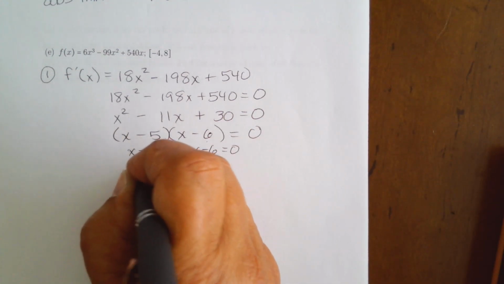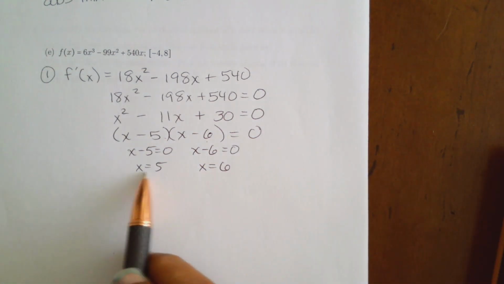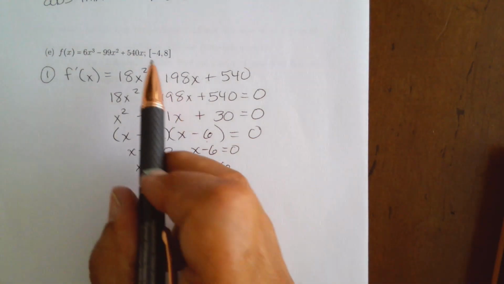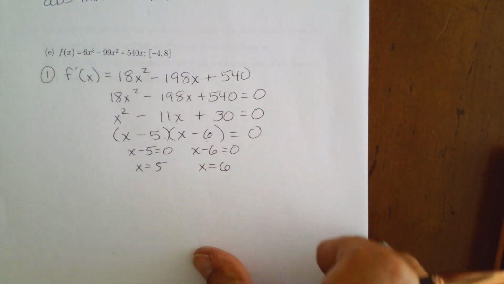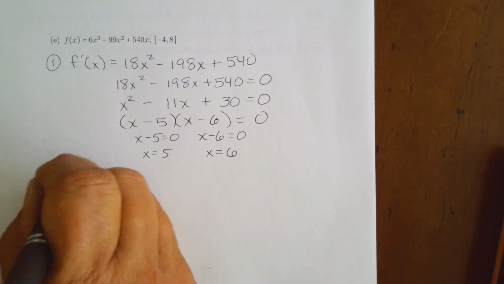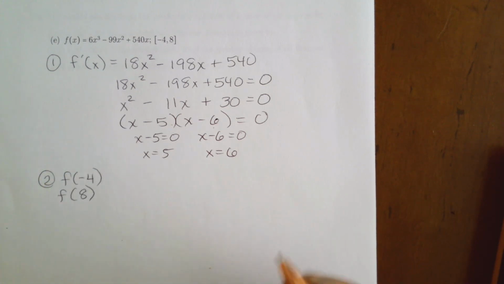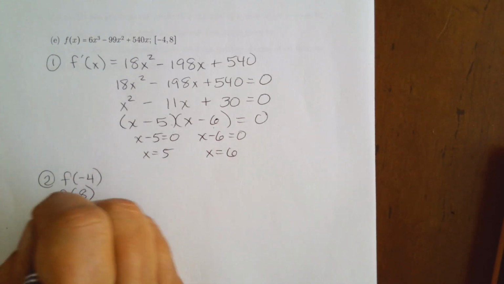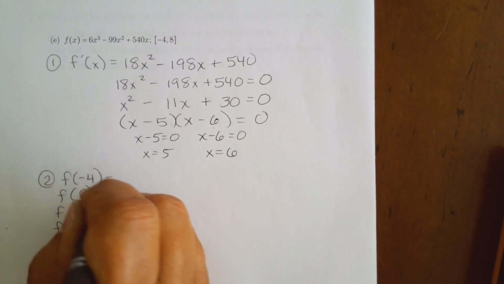So we get x equals 5 and we get x equals 6. We get two critical numbers. Both are in this interval. So now I'm going to need 4 y values, okay? So for step 2, I still have to find the function values of the endpoints. And then I have to find the function values of the critical numbers that are in the interval.